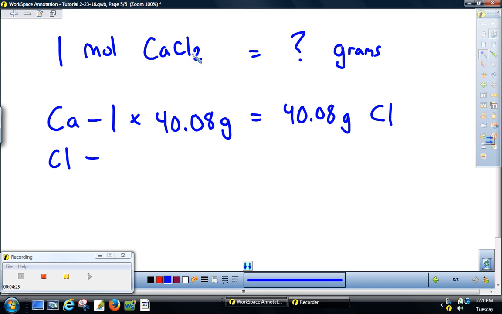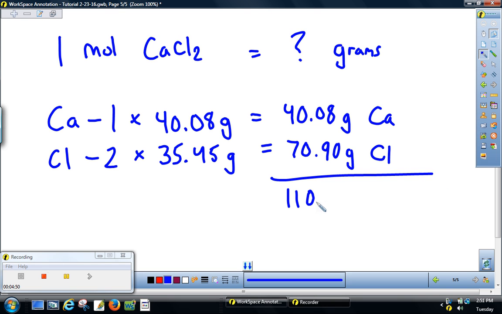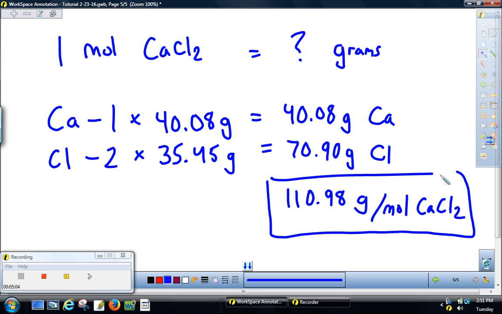Cl, I got 2 Cl ions per formula unit. So I have to compensate for that. I have to double the mass of 1 chlorine since I had 2 chlorines in the formula. And that, I'm sorry, I had a typo here. That should be calcium. Sorry about that. Just thinking ahead. Here's chlorine. So if we add it up, we get 110.98 grams per mole for 602 sextillion formula units of calcium chloride. So the units for molar mass are grams per mole.